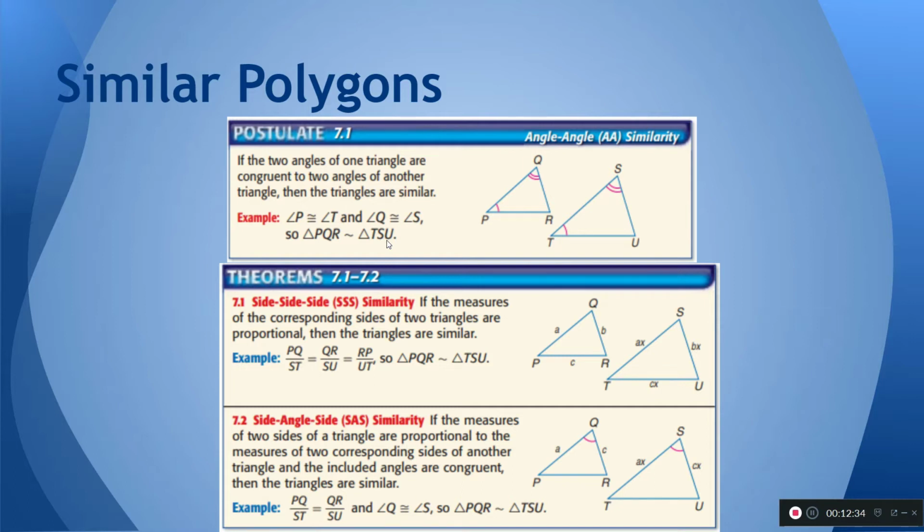Notice that these look very similar to our congruency rules, but rather than congruency, these are similarities. We have the side-side-side similarity, which is: if the measures of the corresponding sides of two triangles are proportional, then the triangles are similar. So we're comparing the sides. We take a look at which sides compared to one another. We've got PQ and ST.